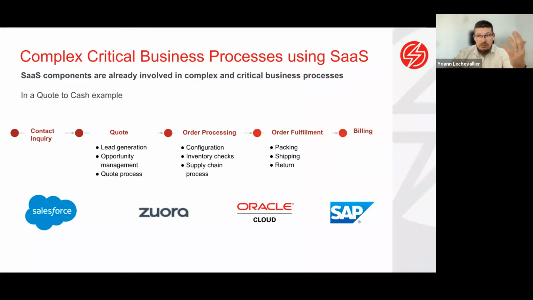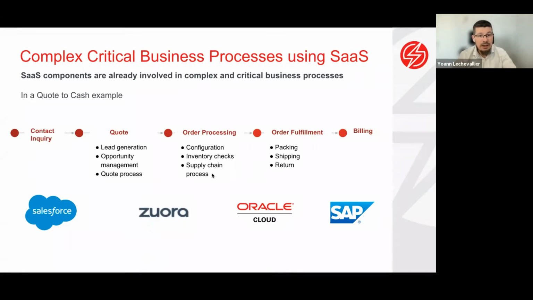As we speak of SaaS applications, let's more precisely speak of very fundamental business processes that you may already have in place, and you may already be using some SaaS applications for them. For example, we can mention the quote to cash business process, from the contact inquiry to the quote generation, the order processing, the order fulfillment, and then the billing. It can encompass a lot of different components, and they can be different SaaS applications.